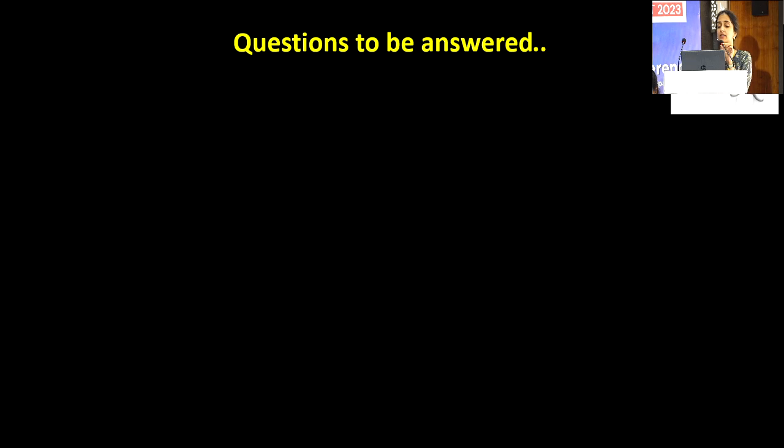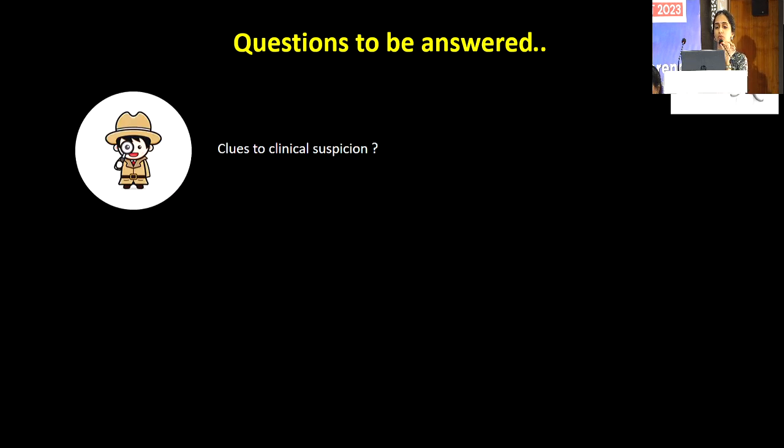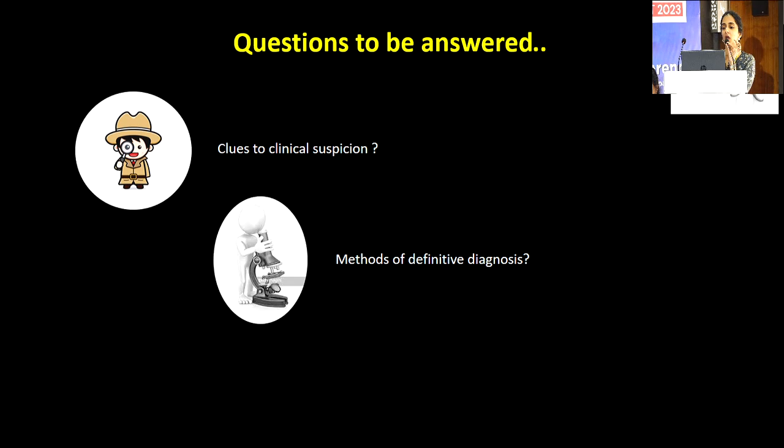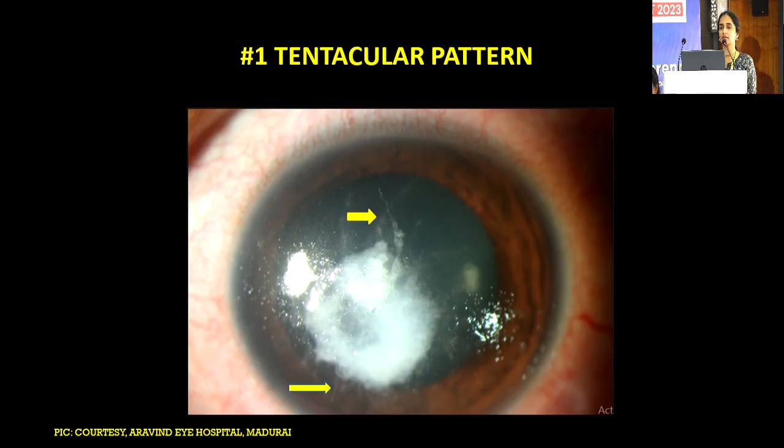At the end of this lecture, we should be able to answer a few questions. That is, what are the clues to clinically suspecting a pythium keratitis, because it does look like a fungal keratitis clinically as well? What are the methods of definitively diagnosing this entity, and how do we treat it? Coming to the clues to clinical suspicion, as we know, a tentacular pattern is one of the characteristic features of a pythium keratitis.